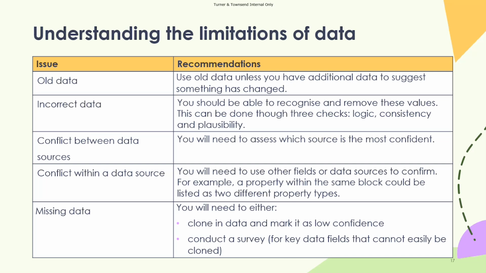You can have conflicts within your data source as well. So again, you'll have to use other fields or other data sources to confirm what's correct. For example, if you've got a block of flats and all of them say they are flats except for one, then it's highly likely that the odd record is incorrect. Again, you can use Google Maps to try and find out if there are any inaccuracies there. If you've got missing data, you might have to start conducting surveys on those properties where data is missing, or maybe look at other archetypes that you could use as a representative example. Those of you who have modeling software might be able to clone data to help fill some of those blank spots, but it's worth noting that the confidence level might not be great.